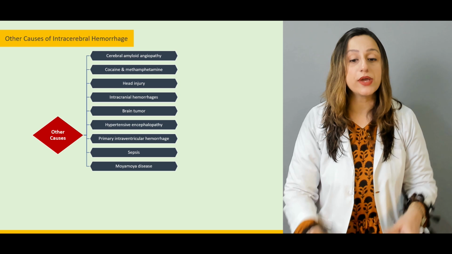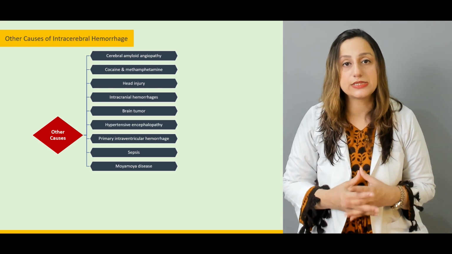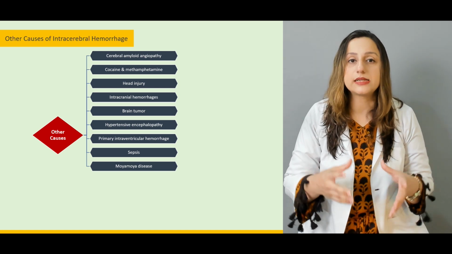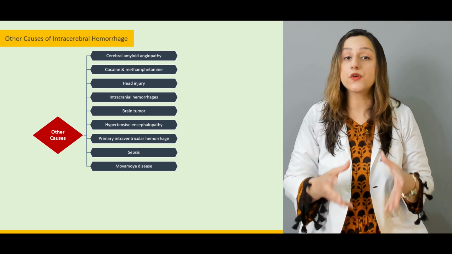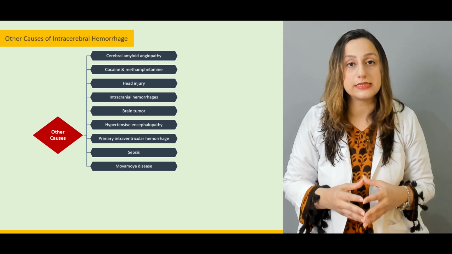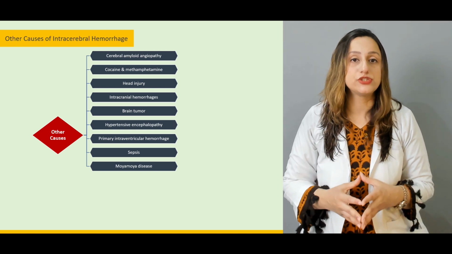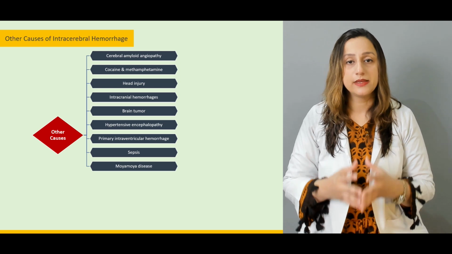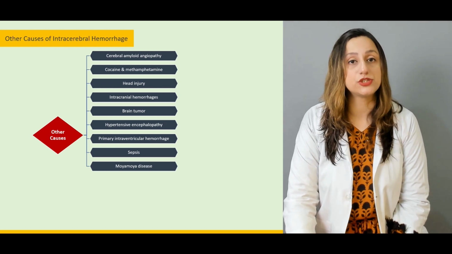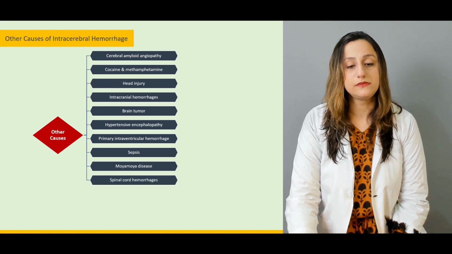We have Moyamoya disease. It is again one of the genetic conditions that can occur. It basically results in blockage of the carotid artery, and a lot of collaterals develop toward the brain. Usually patients with this congenital disease present with numerous intracranial hemorrhages. It is one of the conditions that can develop with the passage of time.